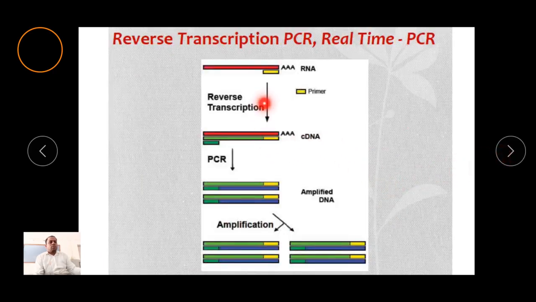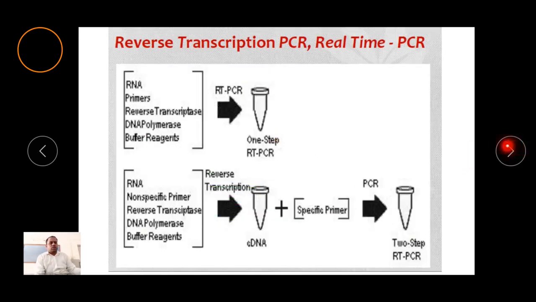This is the short picture where the RNA of the virus is taken. We know that the RNA has a poly A tail at the end, so that can be converted into the cDNA, that is complementary DNA. Now this complementary DNA is converted into double-stranded DNA, and that is used for PCR amplification.